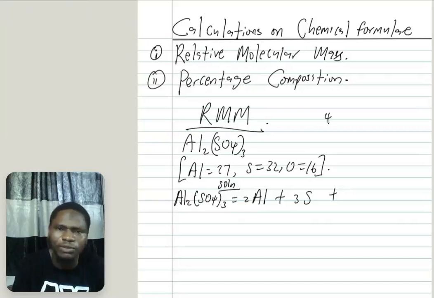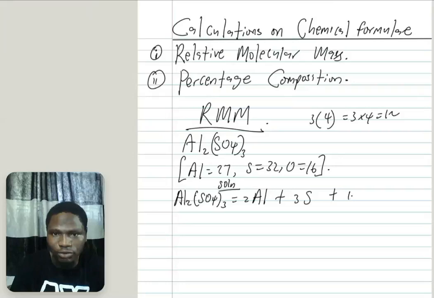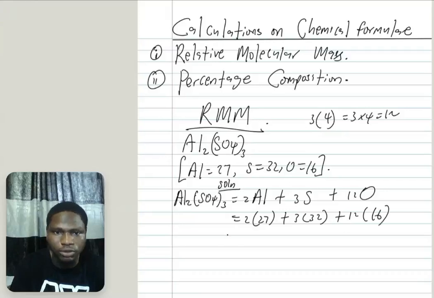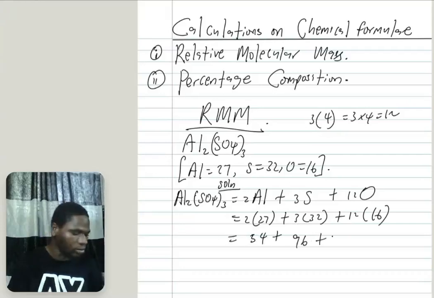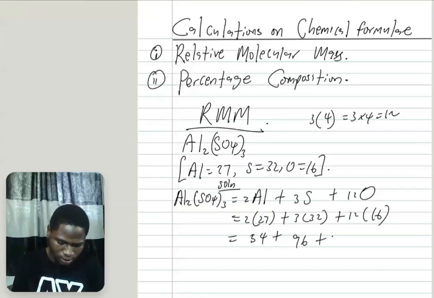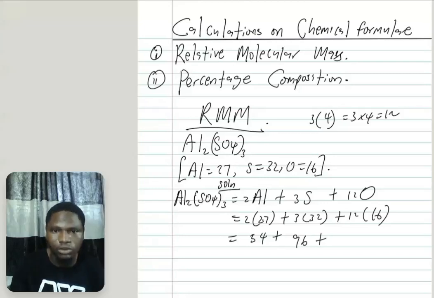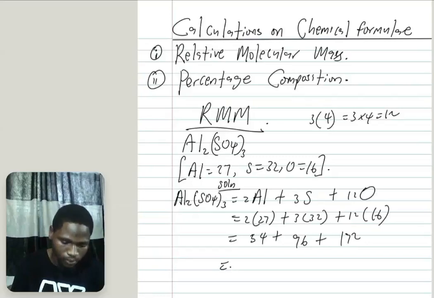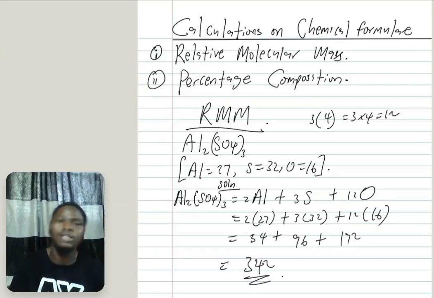You know, mathematically, if I tell you 3 bracket 4, what does it mean? 3 times 4, and that's 12. Same thing you will do here. I have 12 oxygen. So let's go. I have 2 times 27, 3 times sulfur which is 32, and the oxygen is 16. So this one will give us 54. This one will give us 96. And for this, I have 12 times 16. That's 192. So if I add all this together, 192 plus 96 plus 54, that will give me 342. So I have 342. So that's how to calculate relative molecular mass.